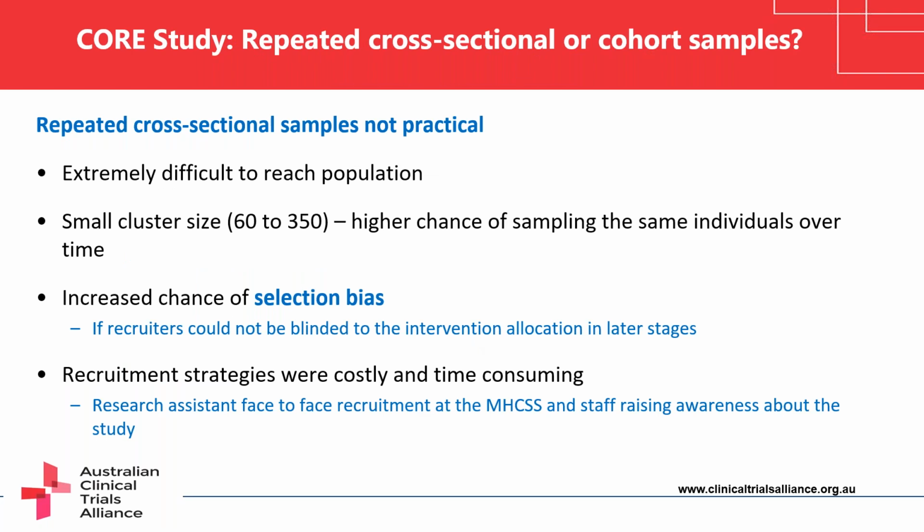So I'm going to quickly go through the next few slides. These slides just go through the different reasoning of why we ended up using an open cohort sample for the core study. One reason was that it was an extremely difficult population to reach. The sample cluster sizes of the health services range from 60 to 350 clients. So if we went with a repeated cross-sectional design, then there's a higher chance of sampling the same individuals over time, plus the increased chance of selection bias. Also, it was quite expensive to recruit the individuals, so it was easy to recruit them all at the beginning of the study.